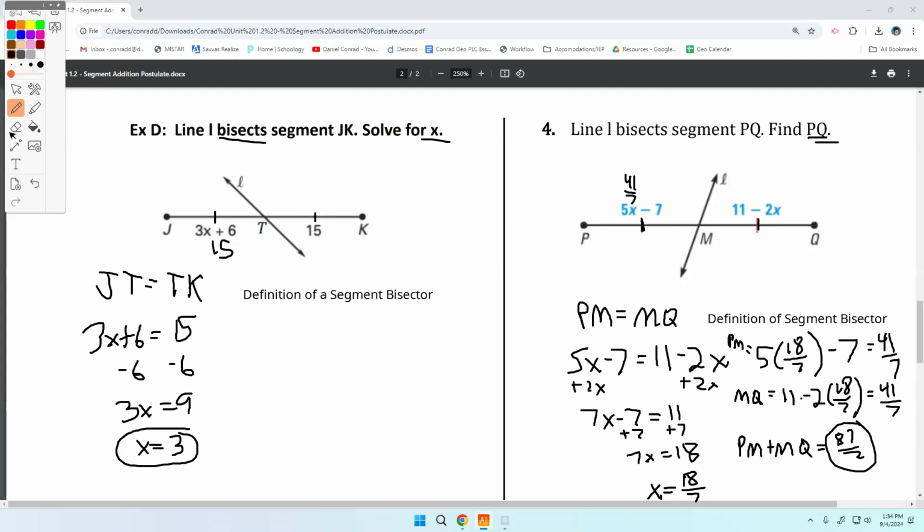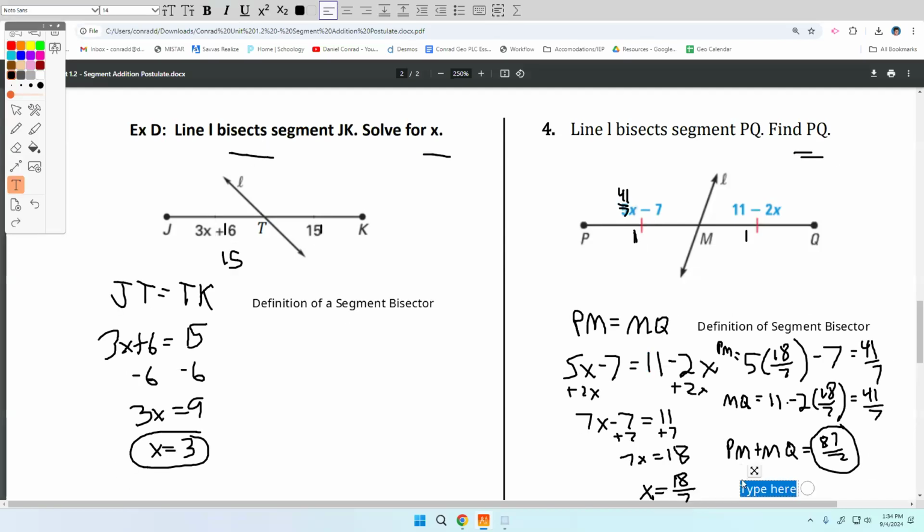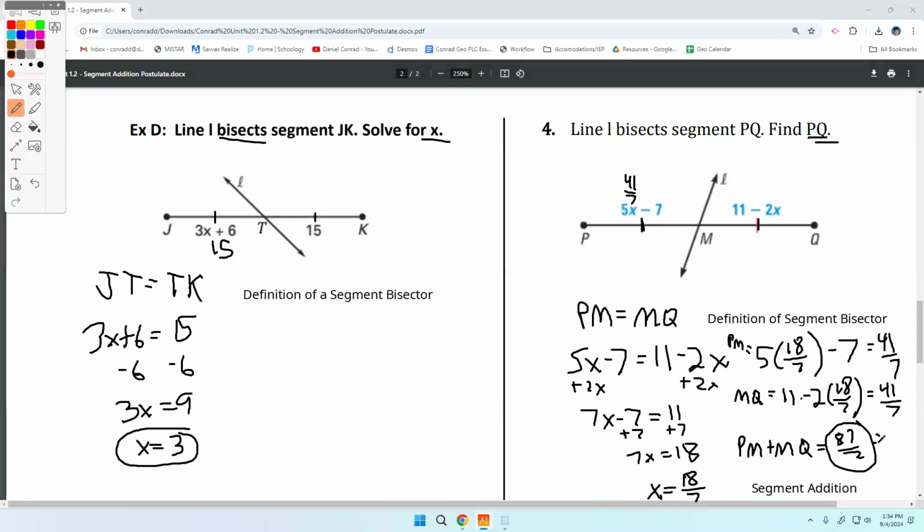Okay, and what are we doing down here? If we wanted to add that in, we're doing segment addition. Segment addition. Right? PM plus MQ should add up to PQ. Okay. Equals PQ. This is 41 over 7. So when you add them together to get the whole thing, we got 82 over 7. All right. That's good. Let's do the fifth one.